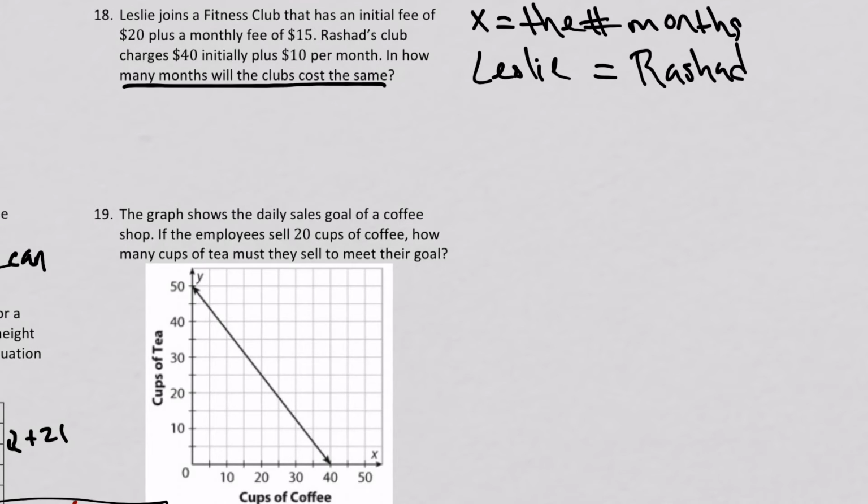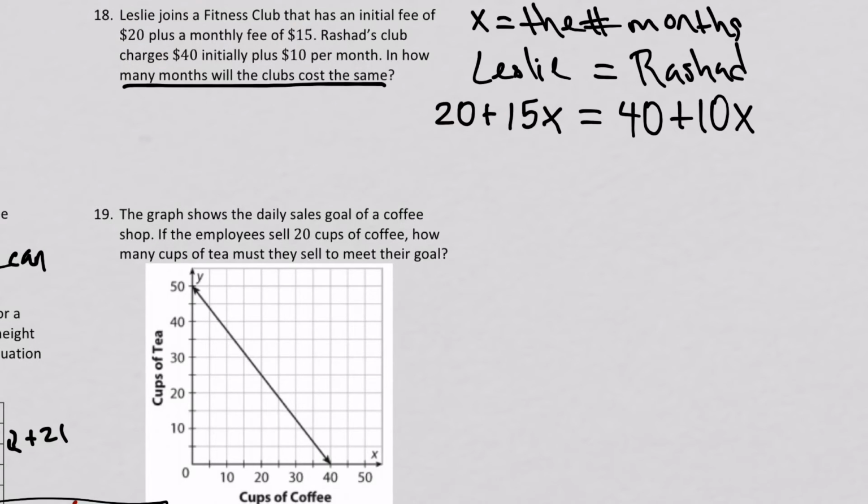Leslie's club says that it charges an initial fee of $20 plus a monthly fee of $15. Since that fee is monthly, we're going to multiply it times the number of months, 15x. Once again, the 20 is the initial fee, but this one is being charged every month, so 15x. Rashad's club is 40 plus a monthly fee of 10, which means 10x, 10 per month. And there's the equation.